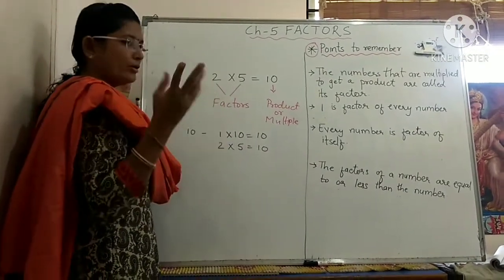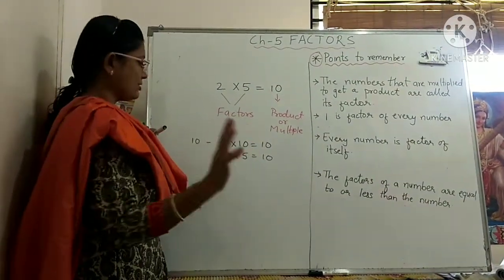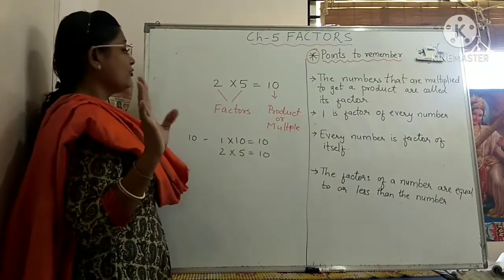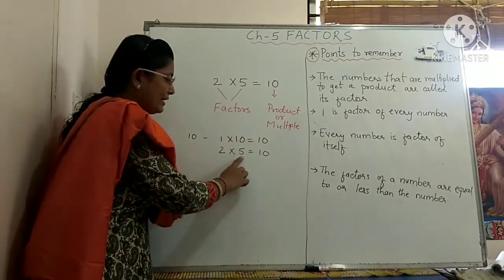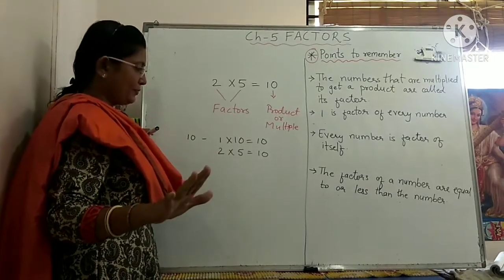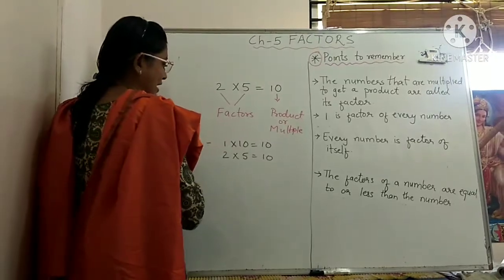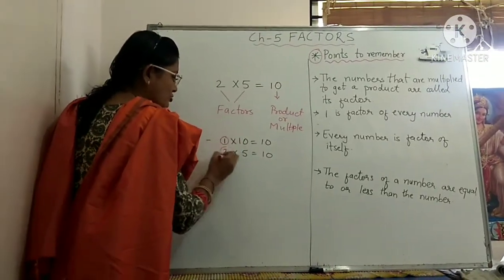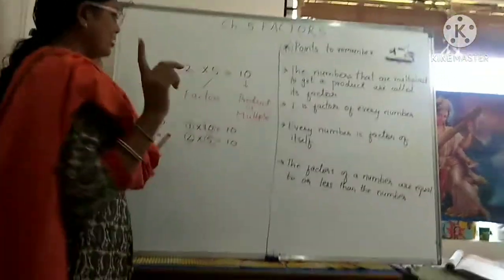4's table. In 4's table, 4 1s are 4, 4 2s are 8, 4 3s are 12. 10 is not coming. So 4 is also not a factor of 10. And then 5's table. 5 2s are 10. See here, 5 already came. So you can stop here. Okay. We have to stop. Now what are the factors of 10 over here? Factors of 10 are 1, 2, 5 and 10. 4 different factors are there of 10.